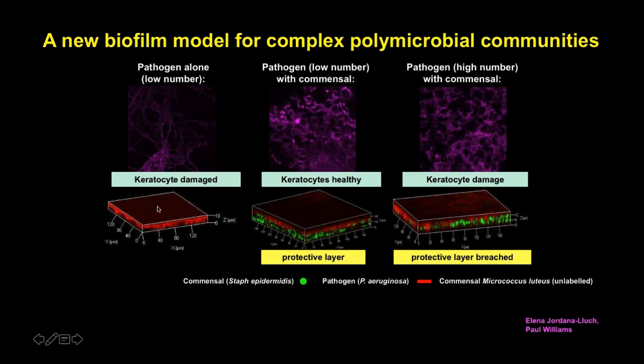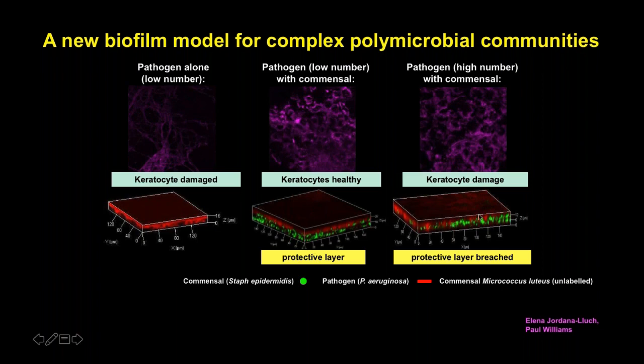And then if we look at the biofilms that we've put on top of these cells, here you can see Pseudomonas in red on its own, making a nice biofilm on top of the eukaryotic cells. If we have low numbers of the Pseudomonas with our commensals, and we've stained up the staph epi in green here, you see two layers, which is what we think is protecting the eukaryotic cells from damage.